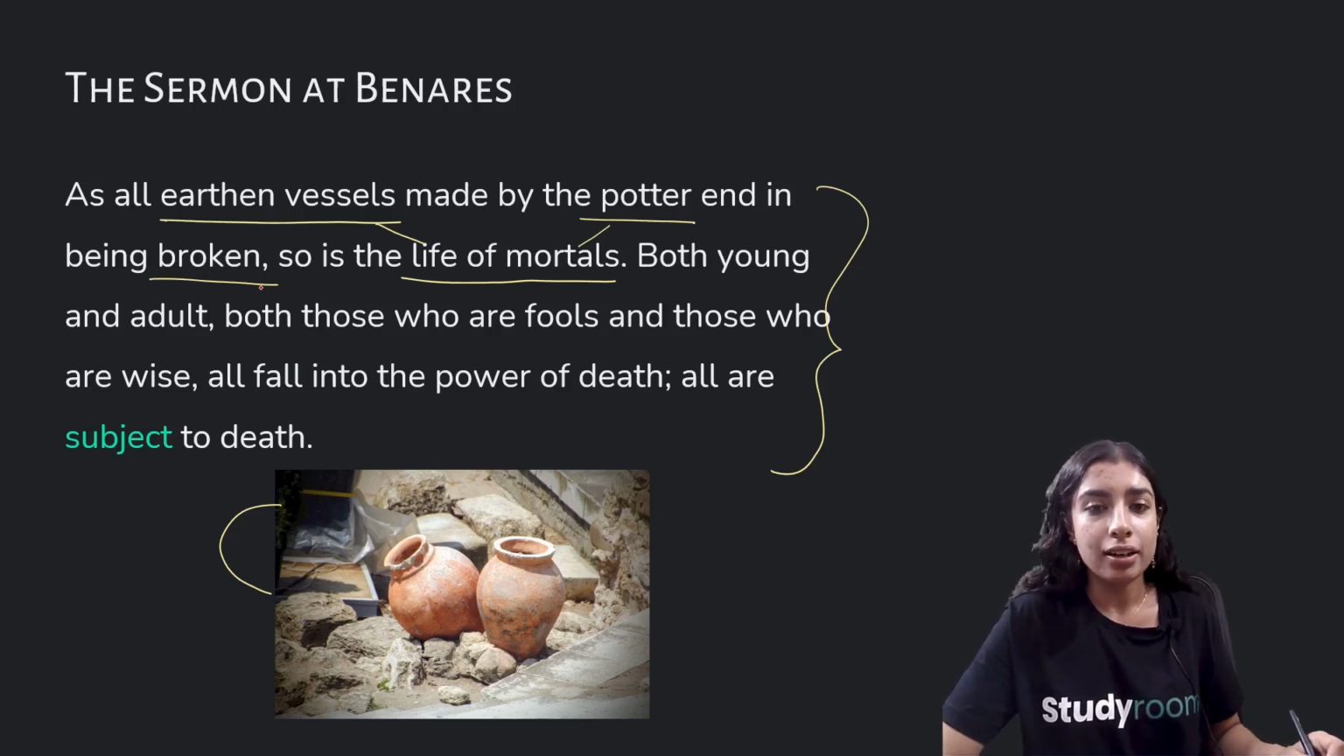Both young and adult, those who are fools and those who are wise, all fall into the power of death, which means that it doesn't really matter who you are. It doesn't matter whether you are rich or poor. It doesn't matter whether you are extremely smart or a fool. The power of death is such that it holds and subjects all to it. No one, no mortal can escape the power and the event and the reality of death.